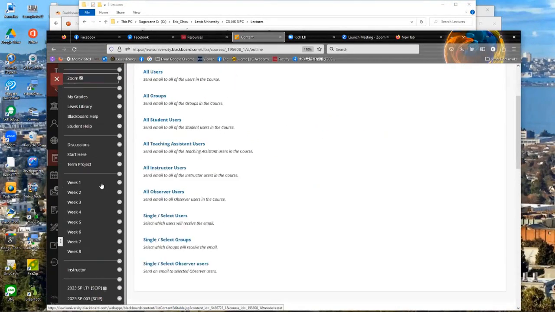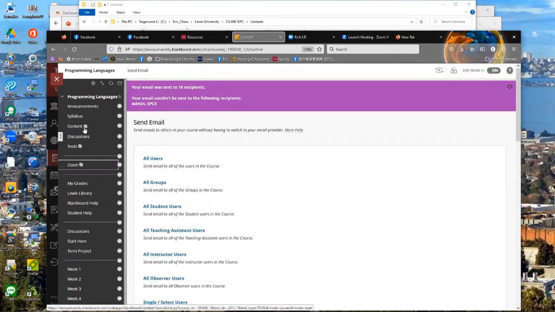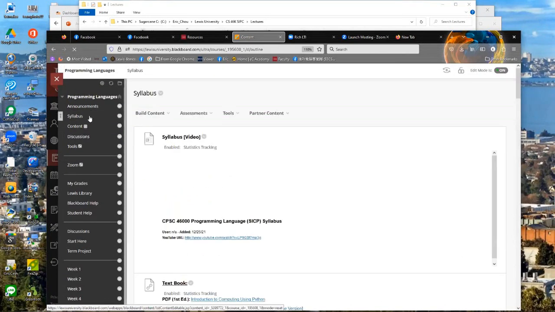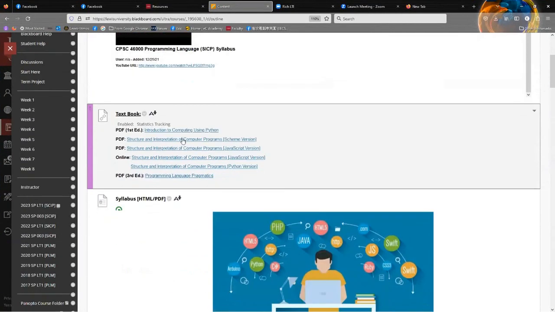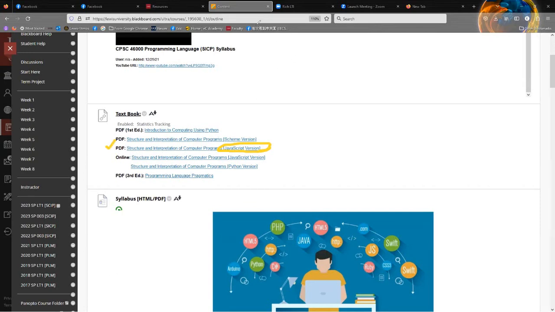Let me show you the course image. So here we do have the syllabus. You go to the course syllabus, textbook section. I suggest you download 2 books for this course. One book is this JavaScript version of the textbook, Structure and Interpretation of Computer Programs, which is easier for you to understand. There's also an online version. There's also a Python version, and you can also use this Python version. So these few versions.